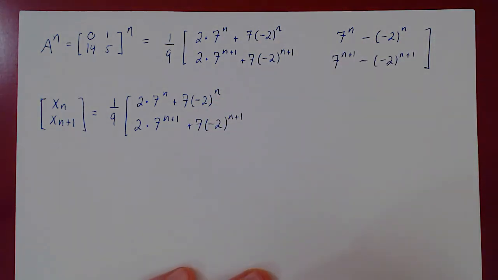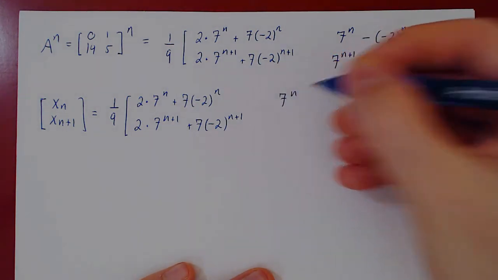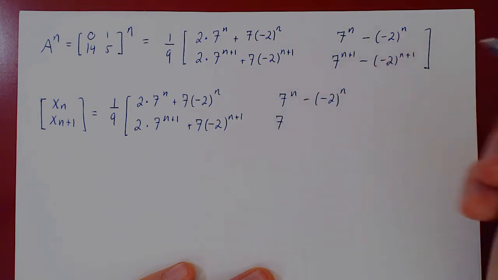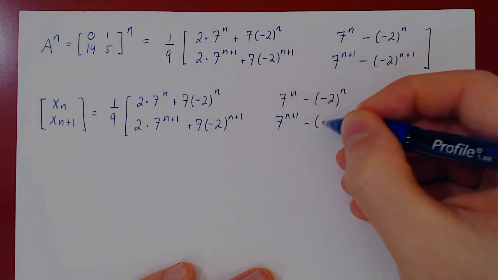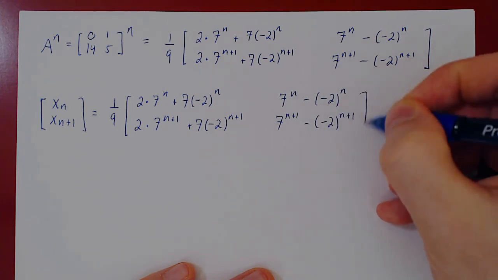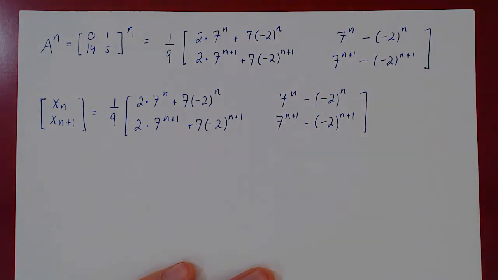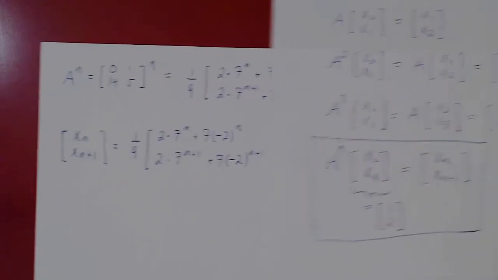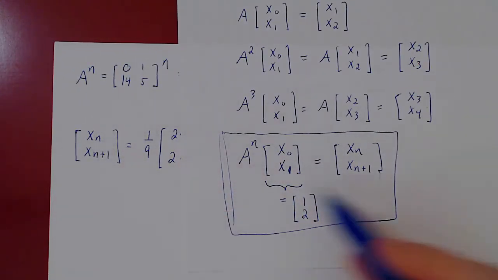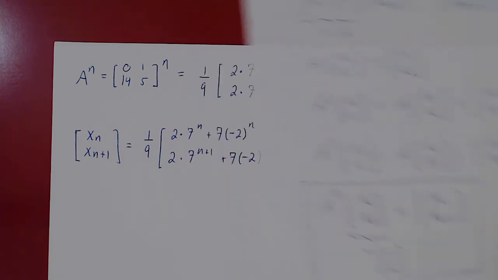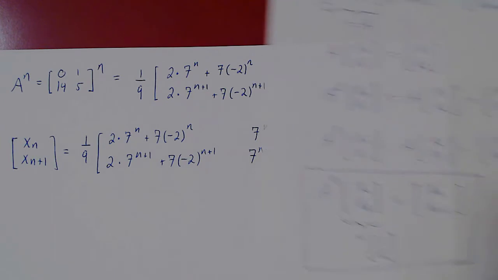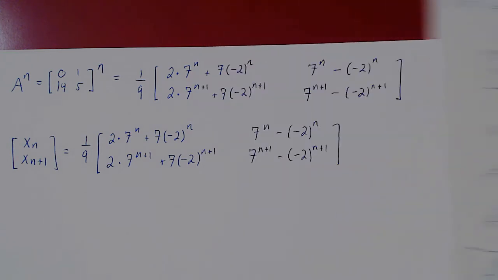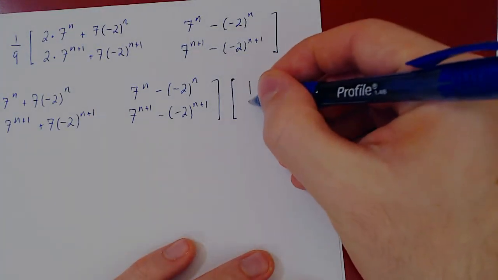Second column, 7 to the n minus negative 2 to the n, and then the other entry is 7 to the n plus 1, negative 2 to the n plus 1. So this is A to the n times, if you just go back one more time, x_(n+1) is A to the n, this is A to the n right here, times the vector of initial values, which was for us 1, 2. So times the vector 1, 2.